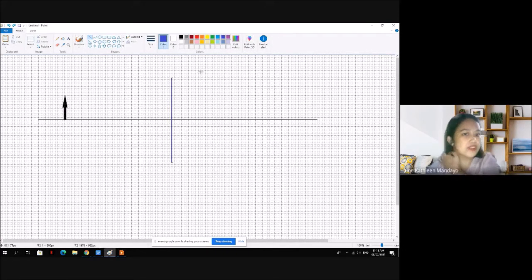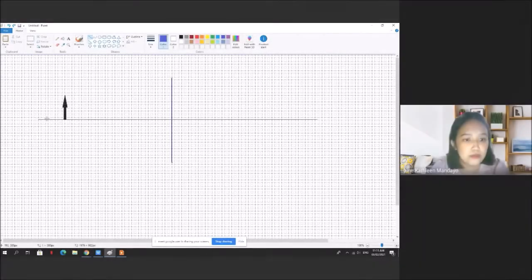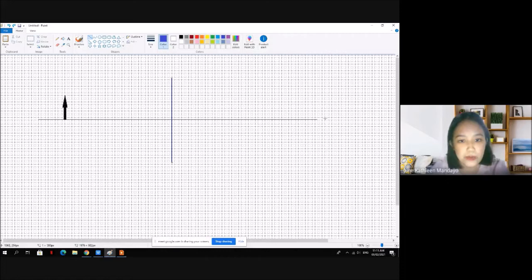So what we do in ray diagramming, this line represents the mirror, and then itong black line that is placed horizontally is called the line of propagation. So this determines the direction of the motion of the light. So pag ganun yung light, ibig sabihin yung source natin is somewhere here. Okay? And then this upright arrow here, black arrow, represents any object.